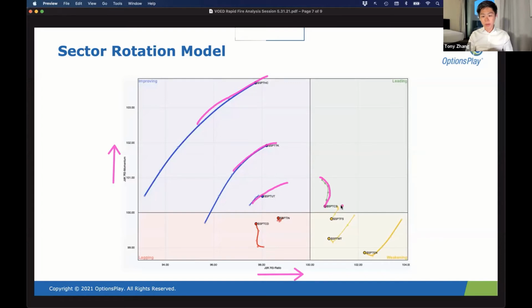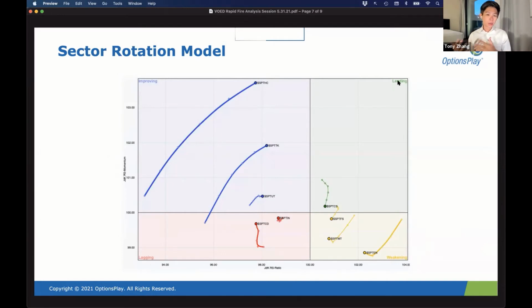Basically, depending on which direction a sector is heading within that circle, it gives you a better understanding as to whether the sector is currently improving, whether it's leading in terms of the strongest category, whether it's lagging behind, or if it's starting to weaken. So if we look at the current sector rotation model right now, you have healthcare, technology, and utilities in the improving towards leading categories.